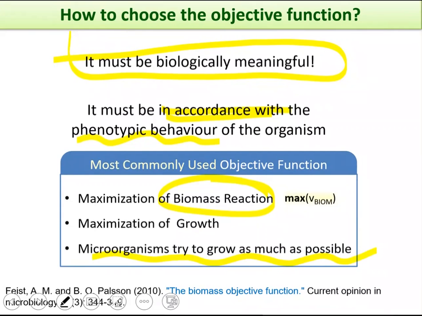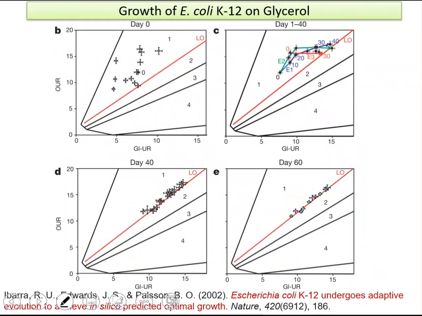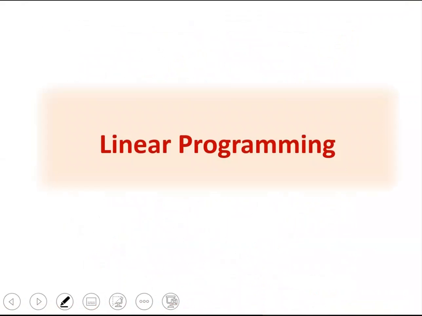This objective function was in use in the 90s, and still it is the most popular objective function used in constraint-based modeling of metabolic networks. And there was a paper published in Nature in 2002 which in a way proved that growth maximization is a relevant objective function for microorganisms. So this was the framework for underdetermined systems.